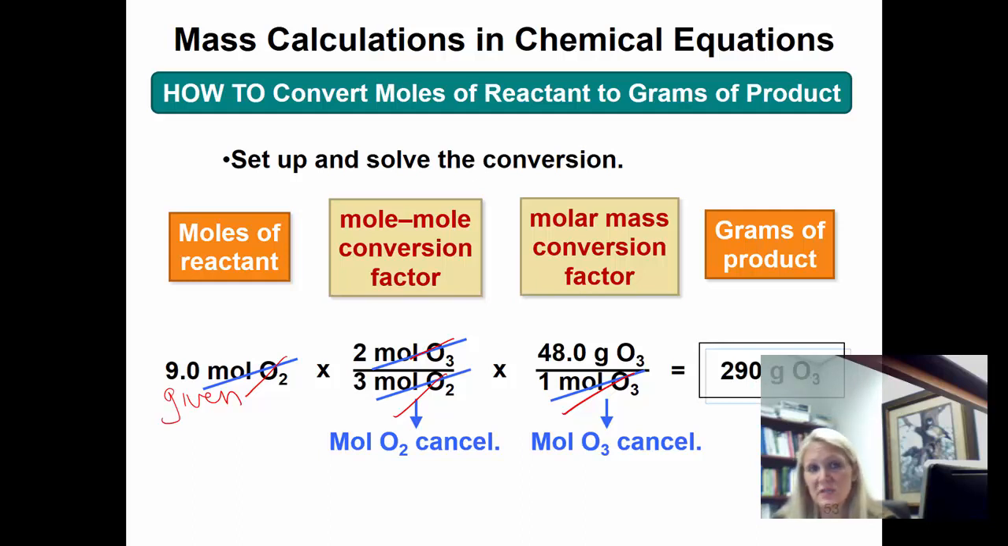So this is a 2-step problem using our conversion factors that we learned just as one step in previous videos and just putting them together. You have a mole to mole conversion, and then you have your molar mass conversion to get to grams.